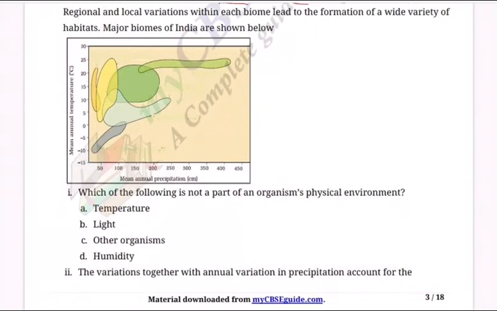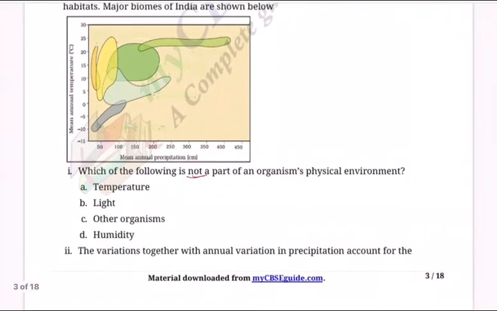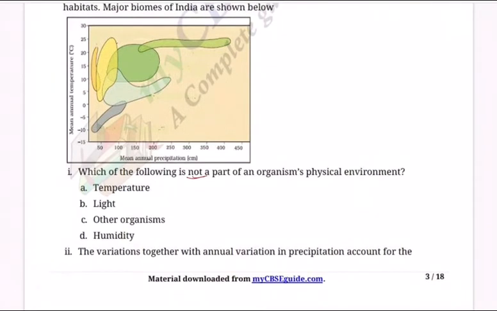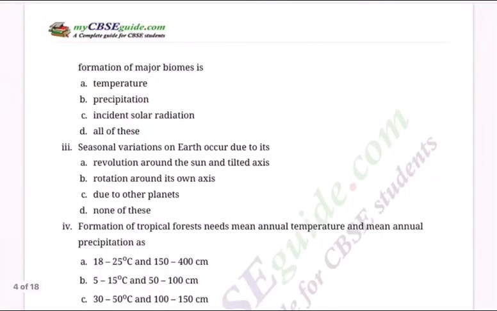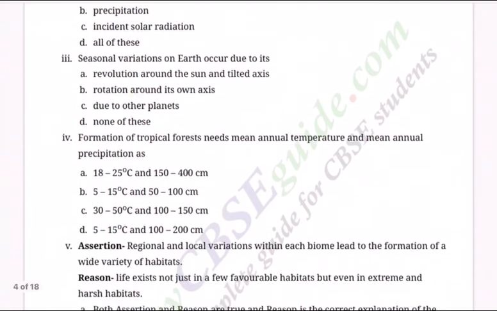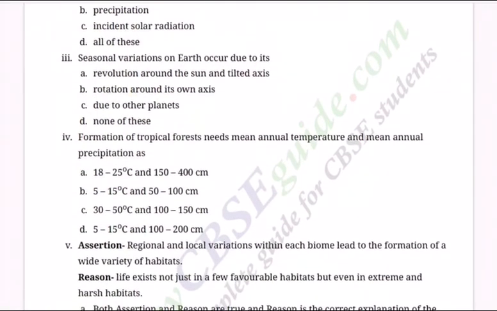Which of the following is not a part of an organism's physical environment? A. Temperature, B. Light, C. Other organisms, D. Humidity. Now the question is 'not a part'. Question 2. The variations together with annual variation in precipitation account for the formation of major biomes: A. Temperature, B. Precipitation, C. Incident solar radiation, D. All of these. 3. Seasonal variations on Earth occur due to its A. Revolution around the sun and tilted axis, B. Rotation around its own axis, C. Due to the other planets, D. None of these.